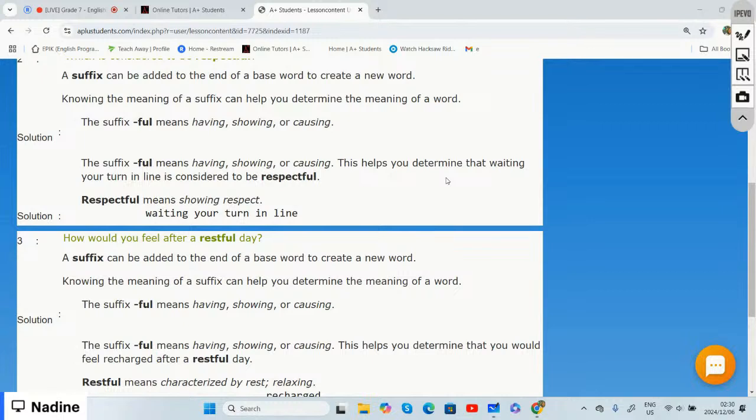And restful, right? It means that you are resting, it's relaxing. So if you were to have a restful day, like literally the whole day you're resting, taking it easy, relaxing, you would feel recharged, right? So you would feel recharged because you have rested.